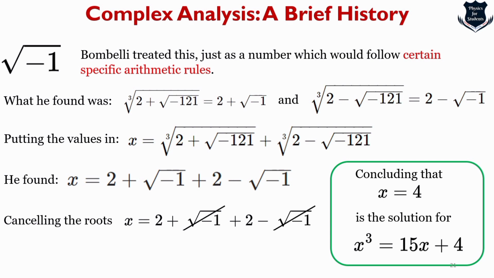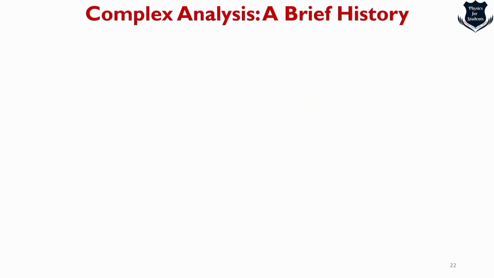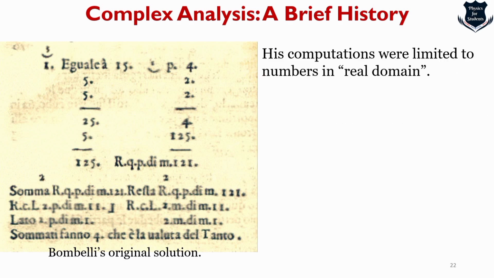So this was the calculation, and I will show you the original paper of Bombelli. What he found was this: putting in the values, he found this, cancelling out the root, he concluded that x equals 4 is the solution for this cubic equation. So this is the original paper, and as you can see, Bombelli did not have at his disposal the power of today's algebraic notation, and his computations were limited to numbers in the real domain.